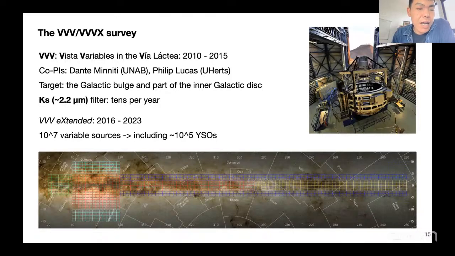After 2015, we have the VVV extended survey, which covered 2016 to 2023. In total, we have about 10 to the 7 variable sources, including 100,000 young stellar objects. As I told you, the VVV survey covered about 10 years of photometric baseline, and we also have 100,000 young stars, which gives us a great opportunity to search for eruptive young stellar objects in the VVV data.